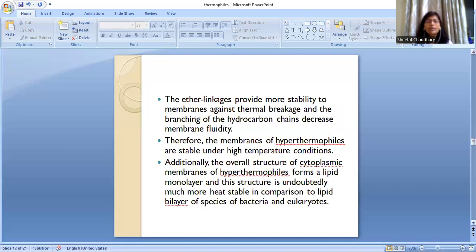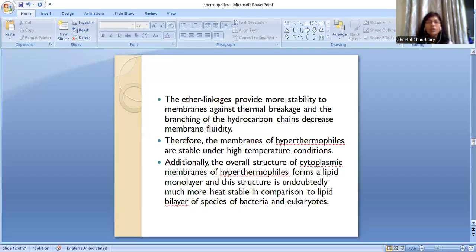The ether linkages provide more stability to the membrane against thermal breakage, and the branching of the hydrocarbon chain decreases membrane fluidity. Therefore, the membranes of hyperthermophiles are stable under high temperature conditions.